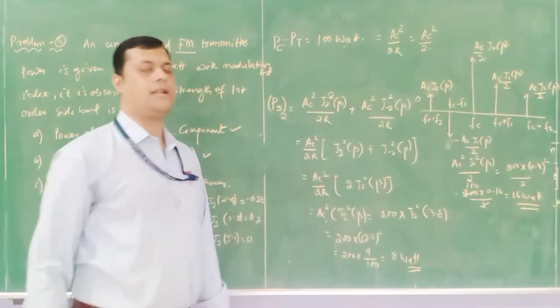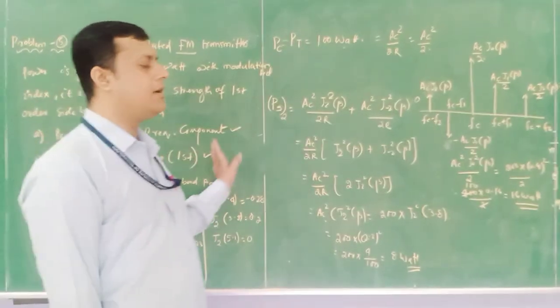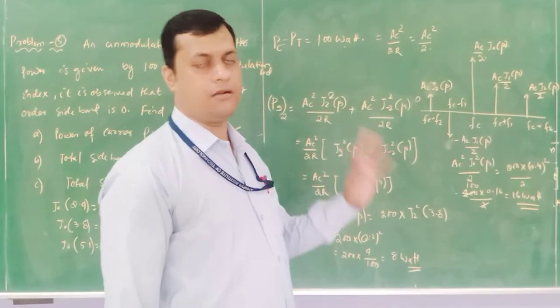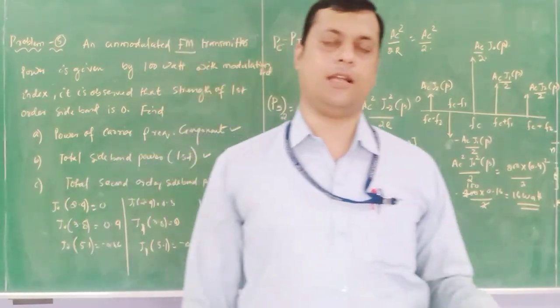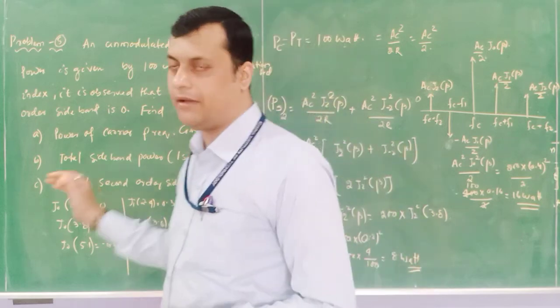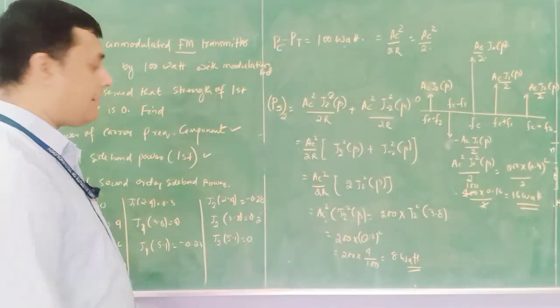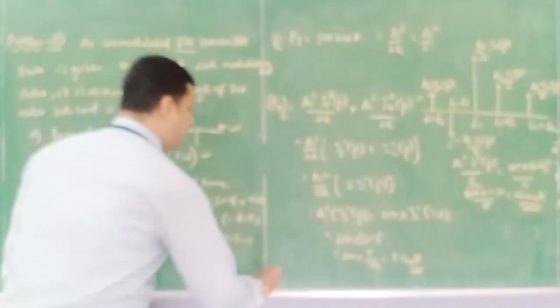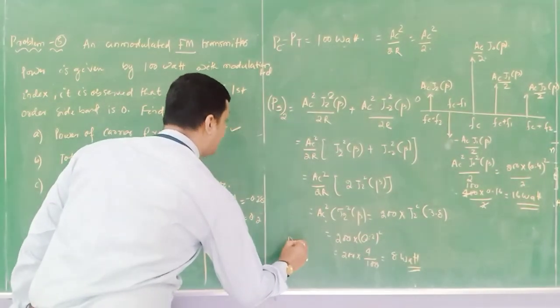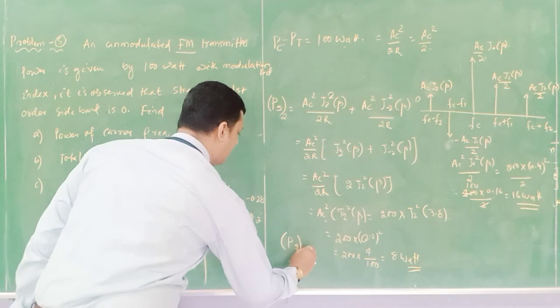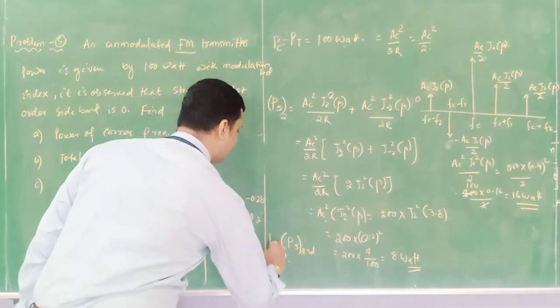Done. So like this, you need to proceed, or you need to solve the other questions related to the WBFM and NBFM signal. For the time being, we will wind up. So this is the power content for the sideband of second order.